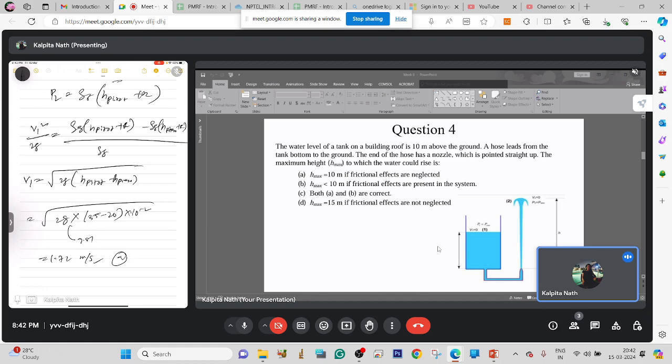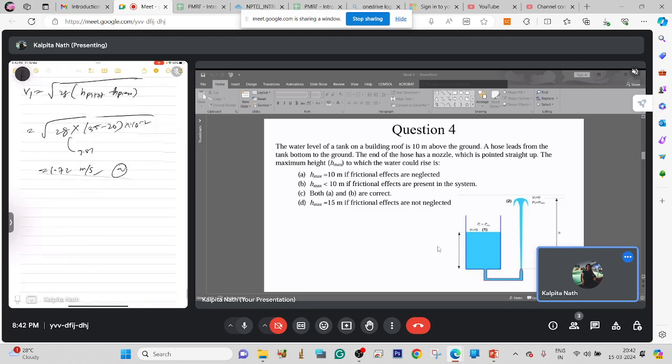I think you have solved it already. So should we proceed with the solution then? Okay. So this is question number 4, right? So P1 upon rho g plus V1 square upon 2g plus Z1 is equal to P2 upon rho g plus V2 square upon 2g plus Z2.